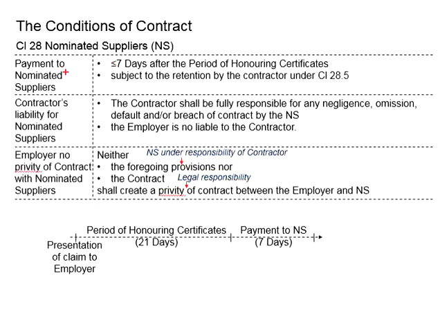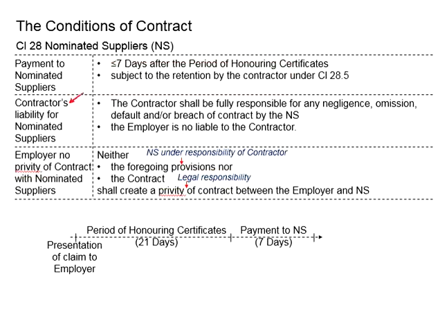Next is about the payment to the nominated supplier. Similar to the payment to the nominated subcontractor, the payment should be done within 7 days after the period of honouring certificate. Typically, the period of honouring certificates is about 21 days. This duration is normally stated in the appendix of the contract, and the payment to the nominated subcontractor is subject to the retentions by the contractor.